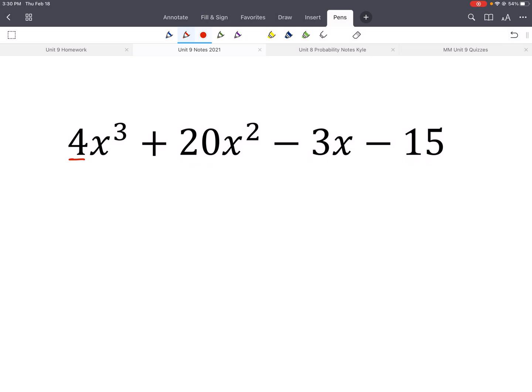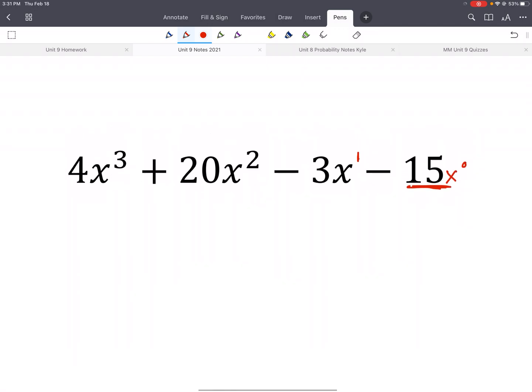Okay, and then we could look at the variables. Well, here's our smallest exponent, but we have a constant, which means we can't take any x's out of that term. All right, so again, this would be kind of like an x to the 0. This would be an x to the 1. So that means we could take 0 x's from every term. Okay, so it looks like we're at an impasse and we can't simplify this, or factor it out any further.